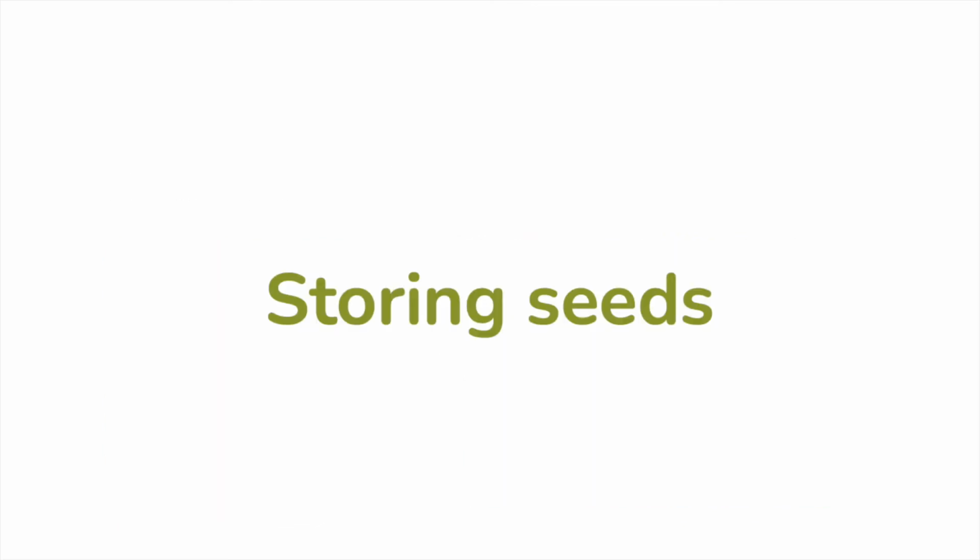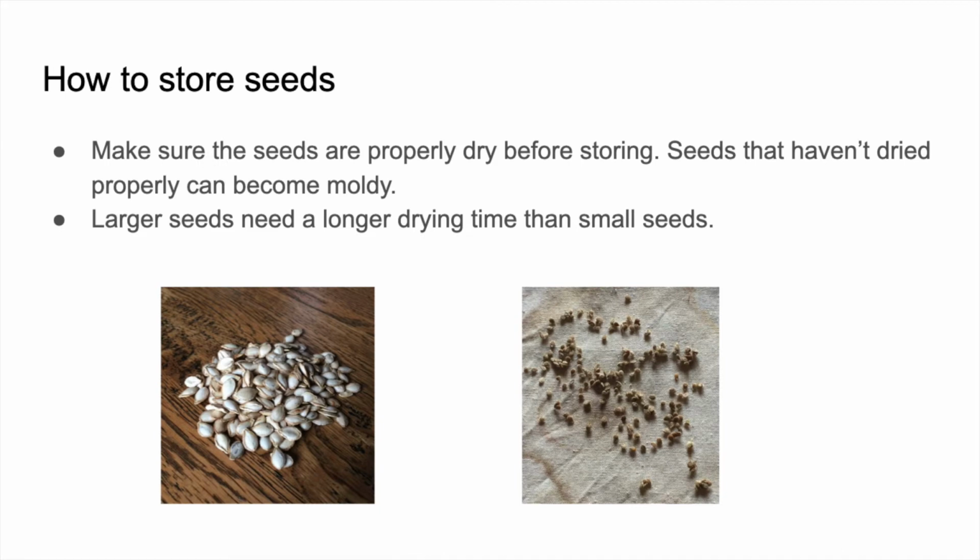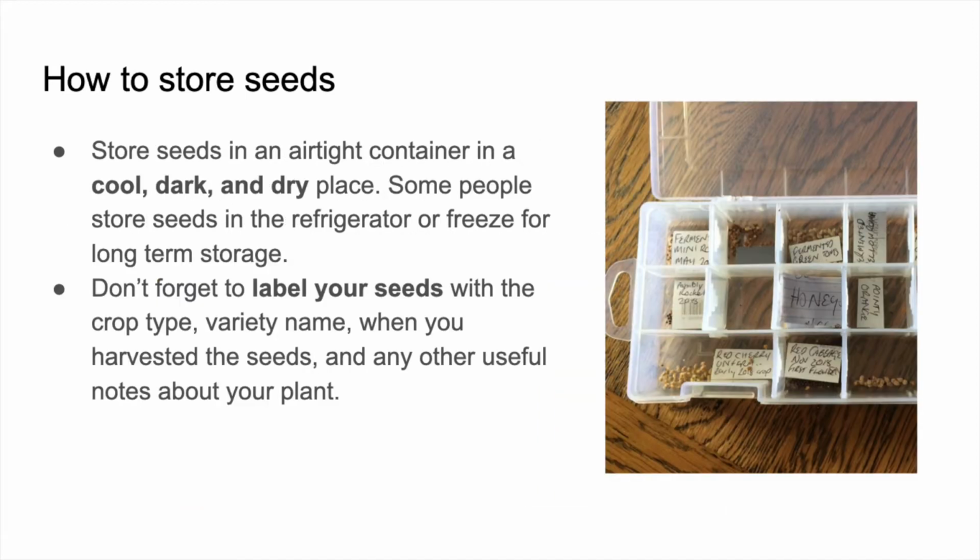Now, on to storing seeds. Just some general tips around storing seeds. Make sure the seeds are properly dry before storing. Seeds that haven't dried properly can become moldy. Also worth noting, larger seeds need longer drying times than smaller seeds. And finally, store seeds in an airtight container in a cool, dark, and dry place. Some people store seeds in the refrigerator or freezer for long-term storage, but it's usually not essential because most types of seeds last for quite a few years. So you don't really need that extra storage most of the time.